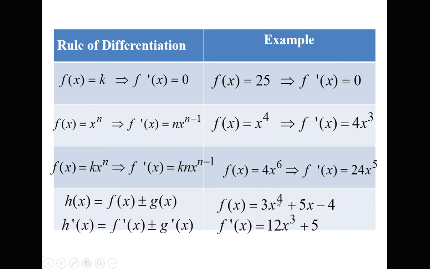Macam biasa, you differentiate satu-satu. 4, you pindah depan, you multiply with 3, you get 12. You salin balik x, power 4 minus 1, the answer is 3. So, you get 12x power 3 plus, for 5x, when you differentiate this, you will get 5. So, for negative 4, when you differentiate, you get 0. Okay. So, the answer is 12x power 3 plus 5.